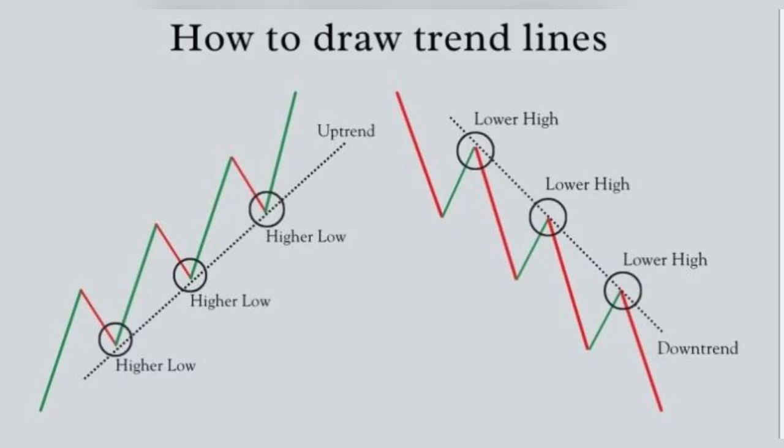There are two types of trend lines. Upward trend line, a straight line that connects the lows of rising waves, indicating a positive slope. Downward trend line, a straight line that connects the highs of falling waves, indicating a negative slope.